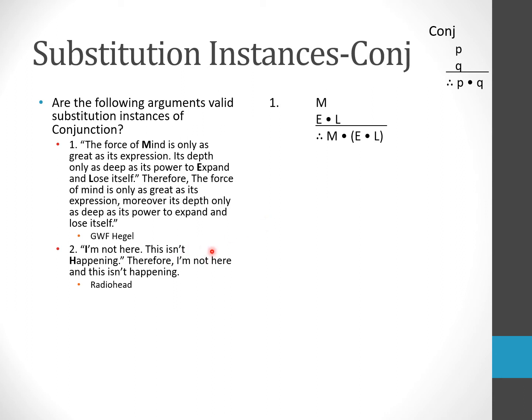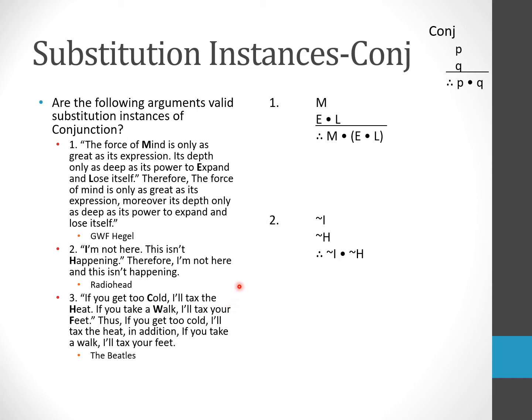Here's one from the great set of philosophers, Radiohead. I'm not here, this isn't happening. Therefore, I'm not here, and this isn't happening. Did the same thing, turned a period into a dot, creating a conjunction. So we had not I, we had not H. From that, we create the conjunction, both not I and not H. Valid instance of conjunction right there.